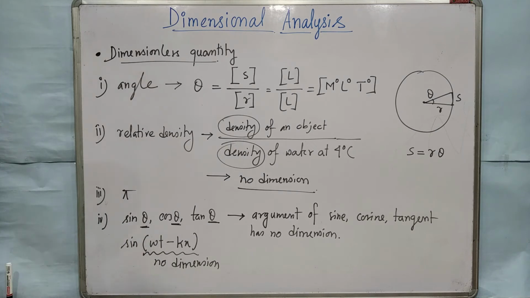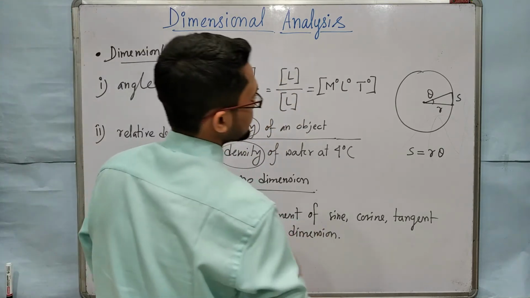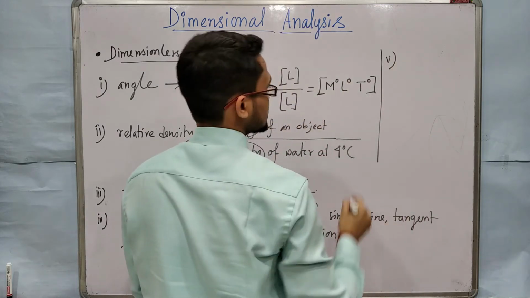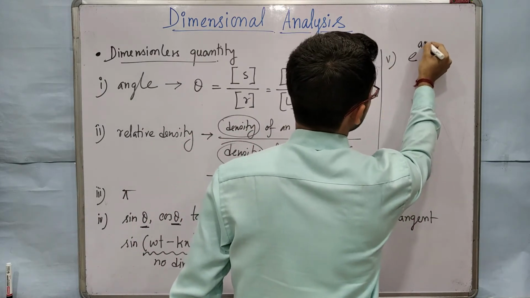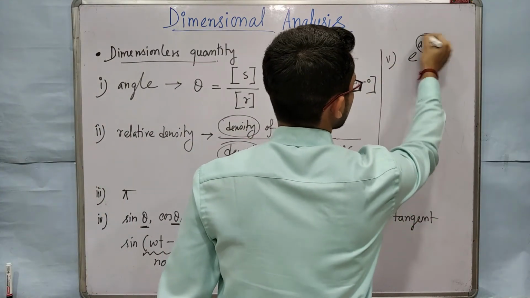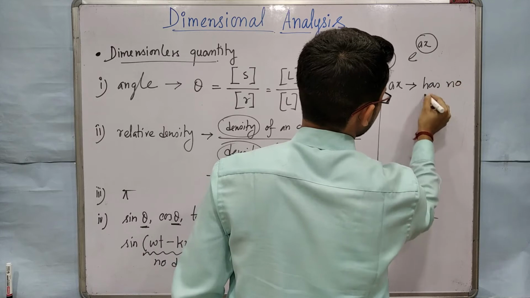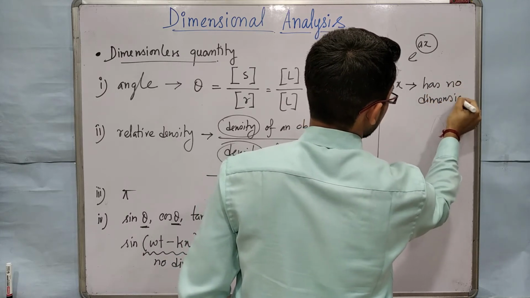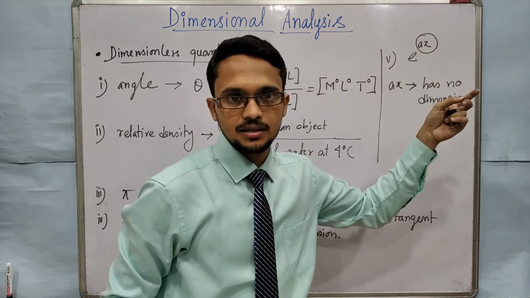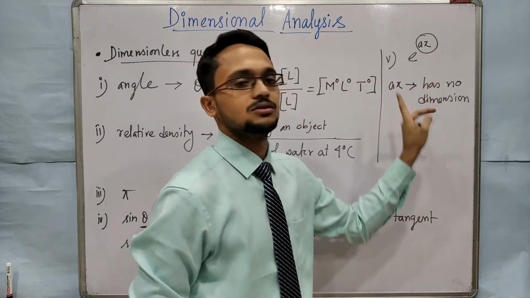Another thing is the exponential. Number 5, I am writing here, exponential, e to the power something, suppose e to the power ax. So this power ax has no dimension. Have you ever seen or read e to the power 5 kg or e to the power 10 meter? Nowhere you will get that. That means this power has no dimension.